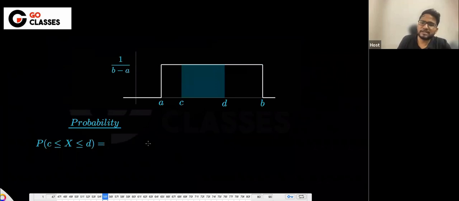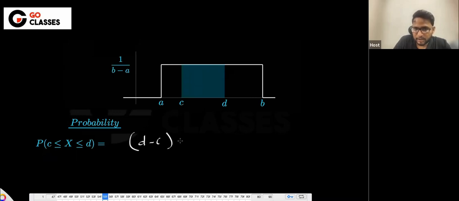Now, let's calculate the probability in between c to d. Can you do it? Do you want to use integration, or just the normal thing? I think the normal rectangle thing should be okay. Height is 1 upon b minus a, and length is d minus c. So it is d minus c into 1 upon b minus a, so it is d minus c upon b minus a.